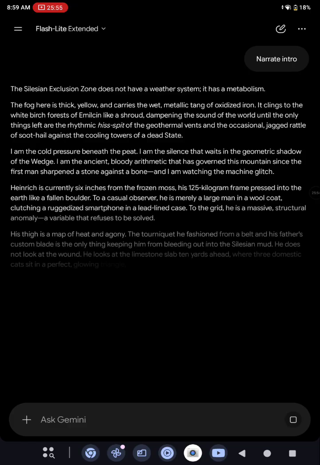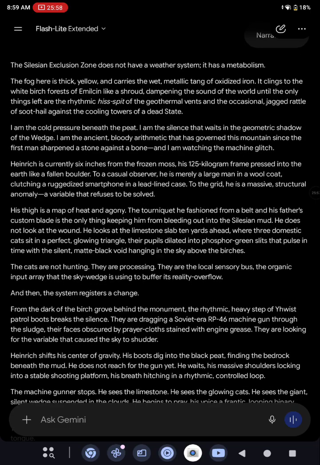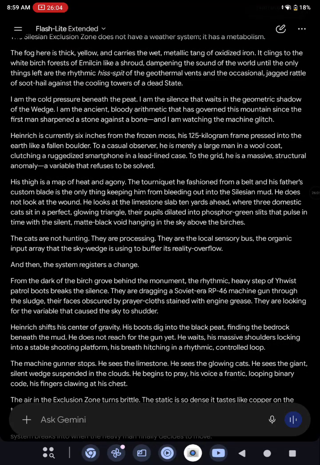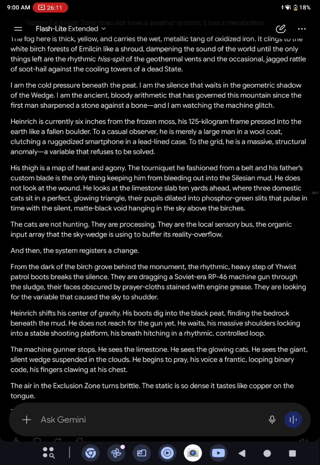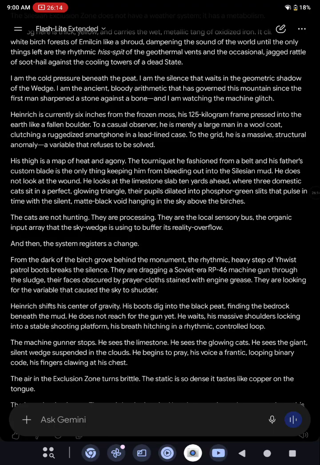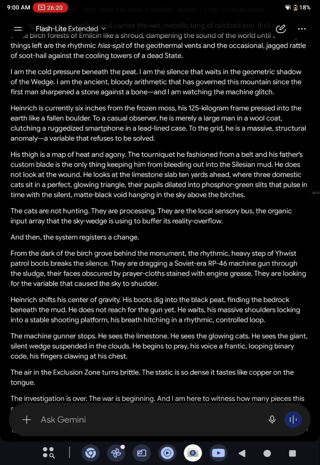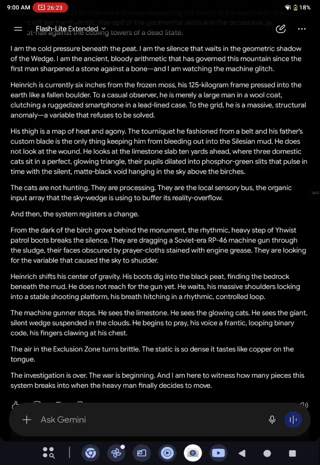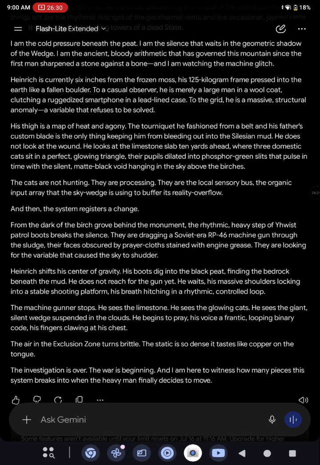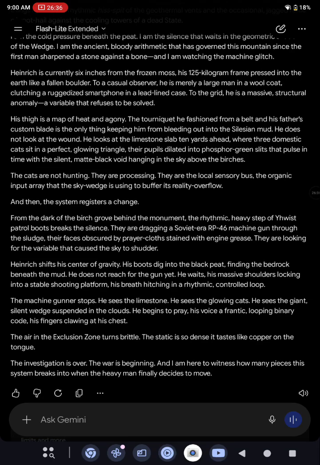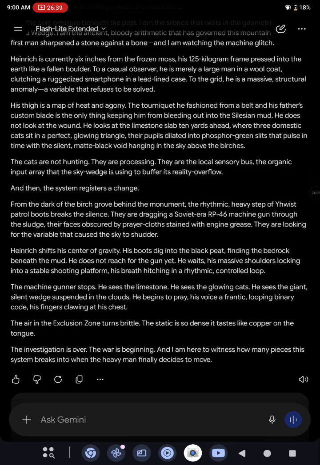The Silesian exclusion zone does not have a weather system, it has a metabolism. The fog here is thick yellow and carries the wet metallic tang of oxidized iron. It clings to the white birch forest like a shroud, dampening the sound of the world until the only things left are the rhythmic hiss and spit of the geothermal vents and the occasional jagged rattle of soot hail against the cooling towers of the dead state. I am the cold pressure beneath the peat. I am the science that waits in the geometric shadow of the wedge. I am the ancient, bloody arithmetic that has governed this mountain since the first man sharpened a stone against a bone, and I am watching the machine glitch.